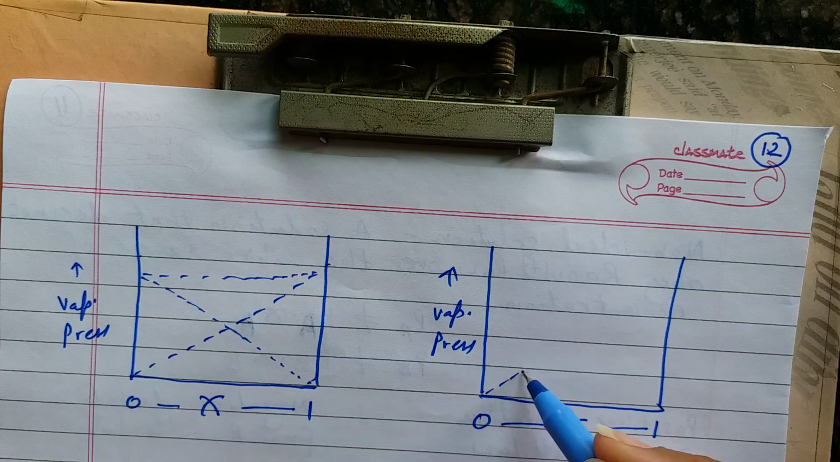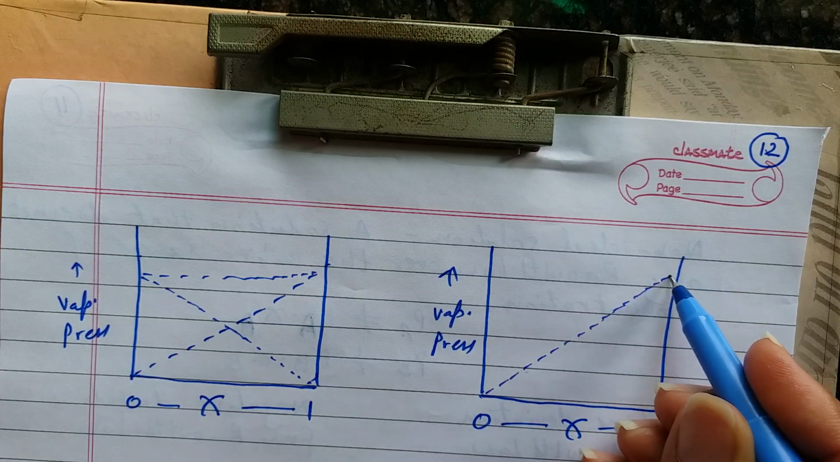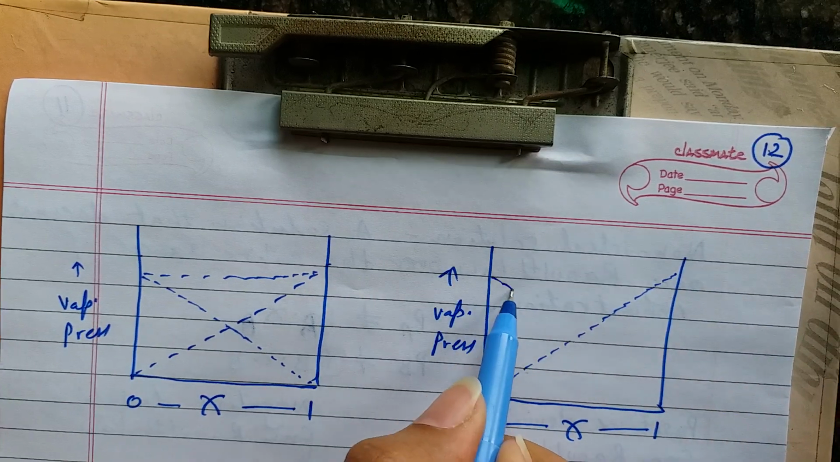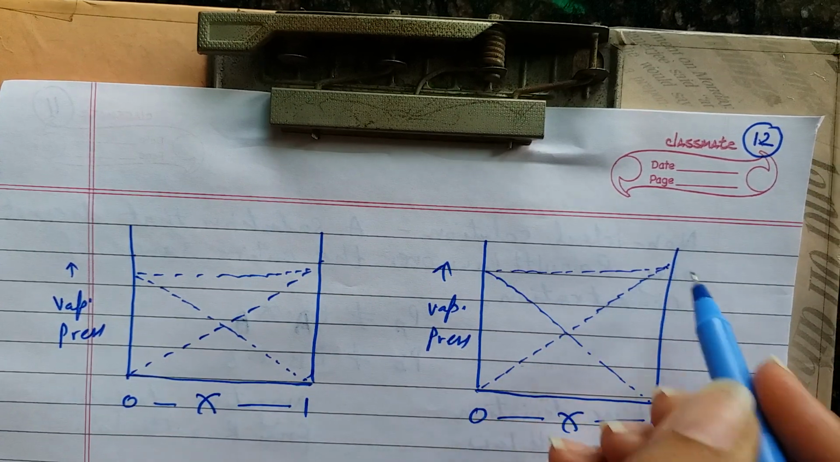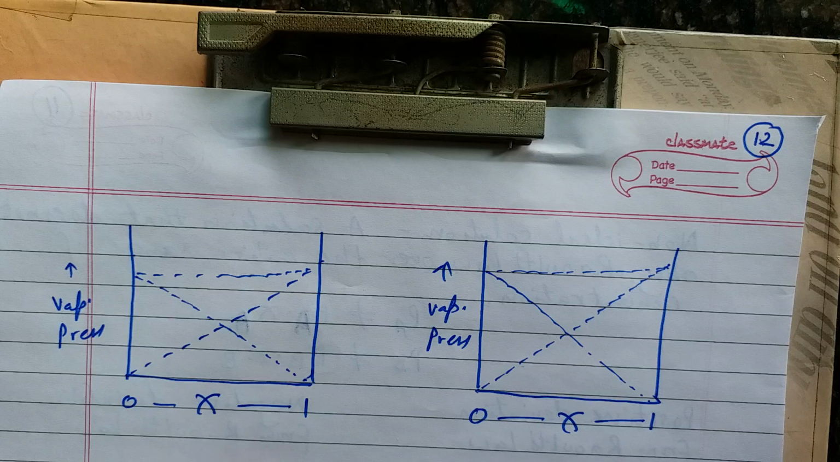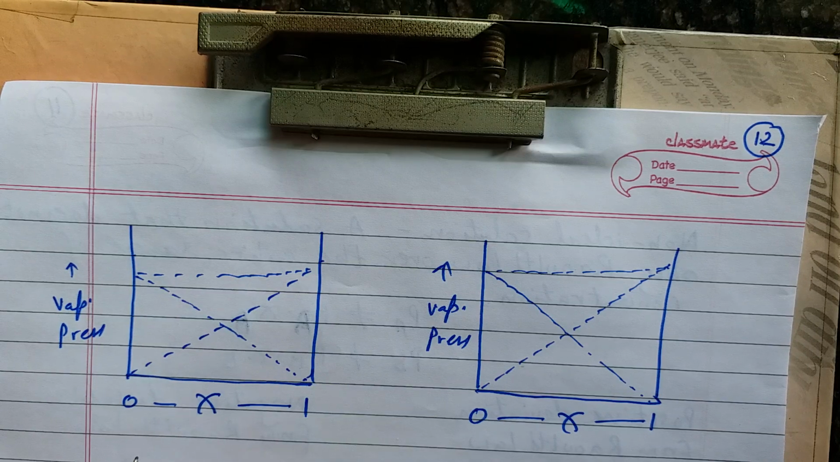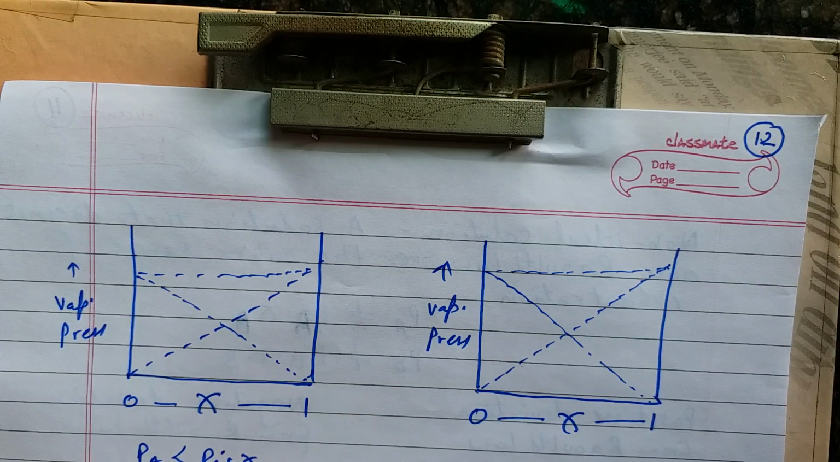Likewise, here also the dotted line shows the expected behavior, and again the dotted line is the expected. This is also the expected. But what will it actually be? As we have seen, in a positive deviation, PA is less than P naught A into chi A, and PB is also less than P naught B into chi B.